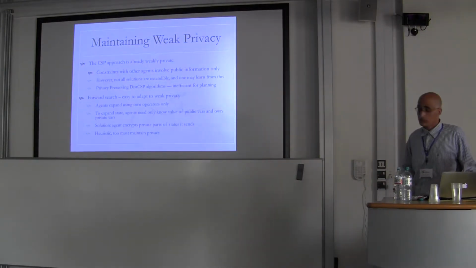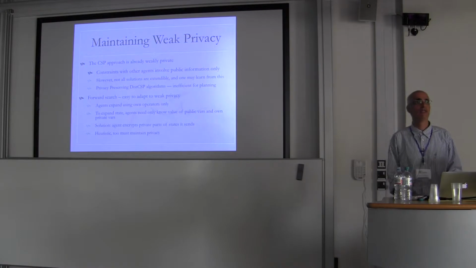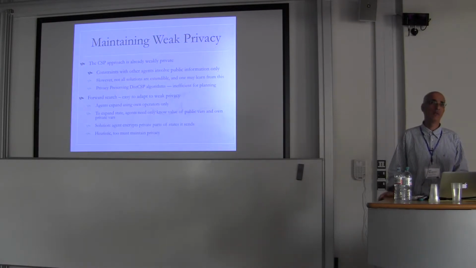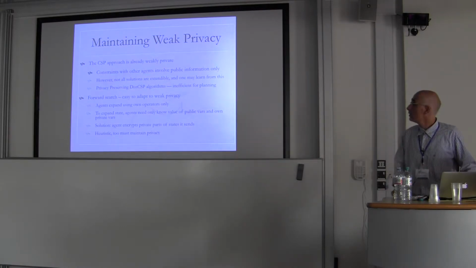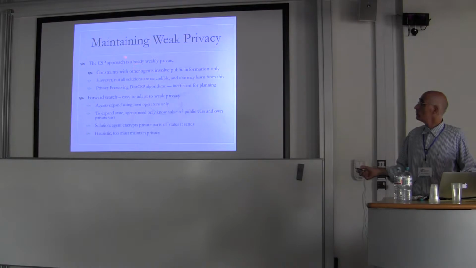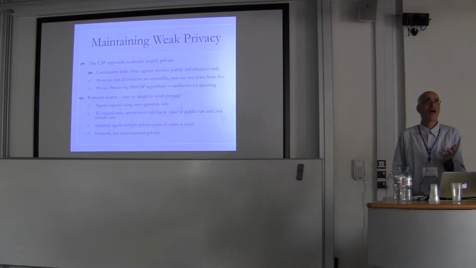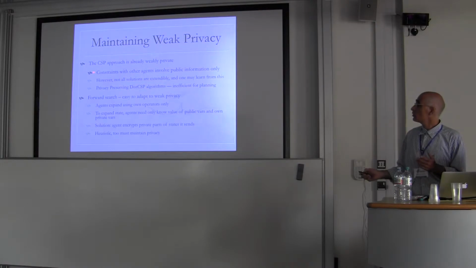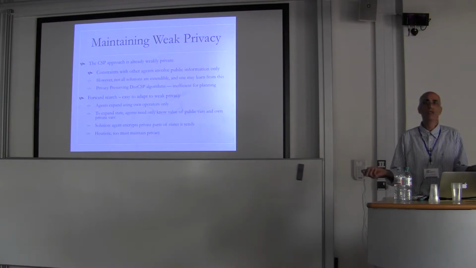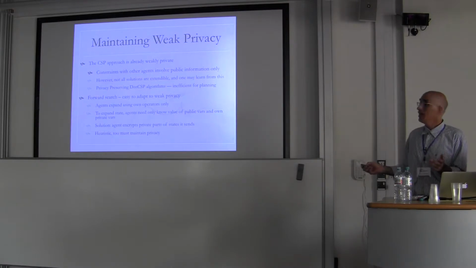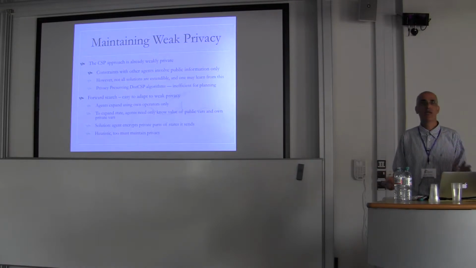Okay. So let's look at the algorithms we described and see how we can maintain weak privacy. As I said, this is what we have right now in most algorithms. So let's look at the CSP approach. If you think about it, it's already weakly private. Why is that? Because if you look at the global constraint problem that we want to solve, it has only global information in it. No private information is involved in it. And then each agent does a private part on its own, so it doesn't have to send this to anyone. So it's already preserving weak privacy.